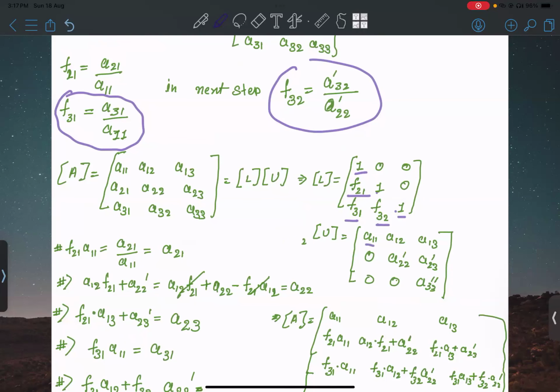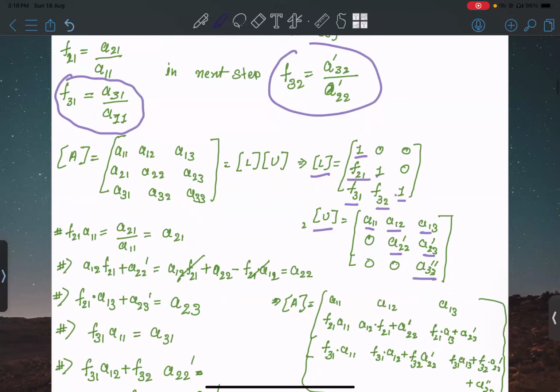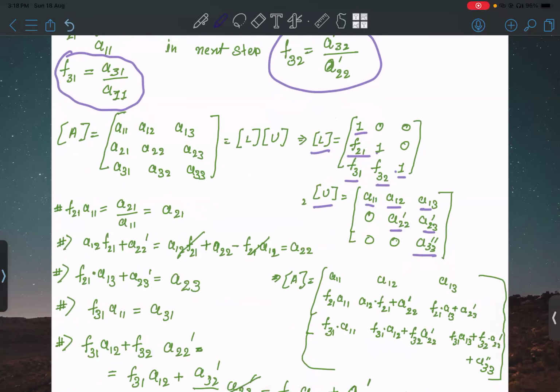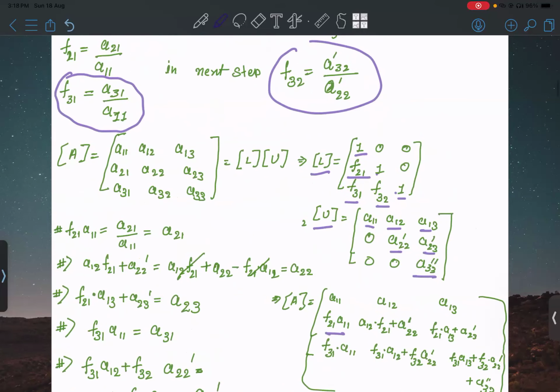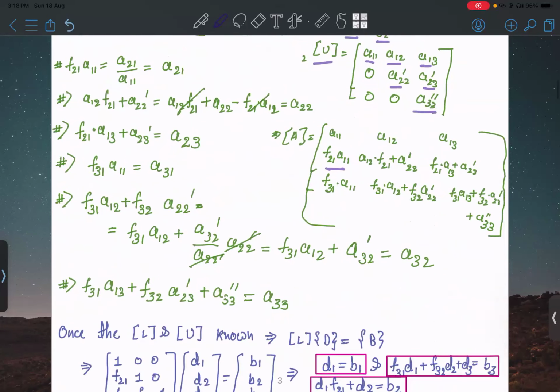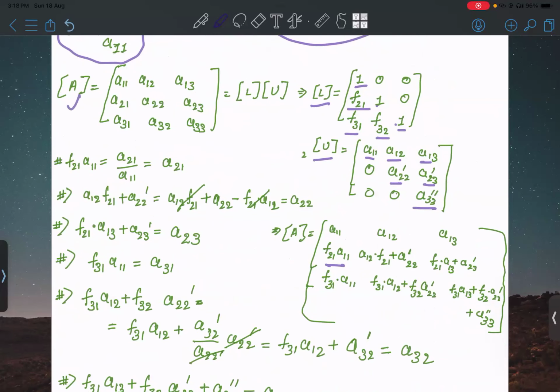My U will be A, where this row is the same, and this will be the replaced value. If you use this L and this U and multiply them, you will get the same matrix. You can show it by simply multiplying L and U, then whatever elements you get, you replace F21, F31, and F32 with these formulas. Then you will get the same A. This same A you will get if you multiply L and U with these formulas.